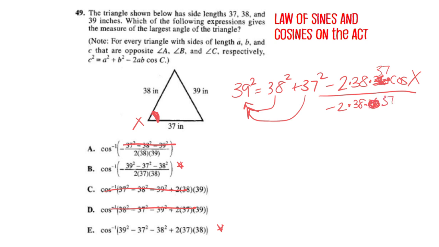Those are 37s. Okay, so it looks like it's the scenario right here of law of cosines, not the version where you know everything. So I'd go with B on this.